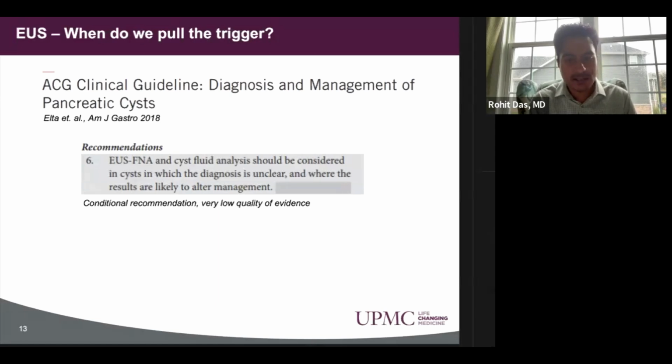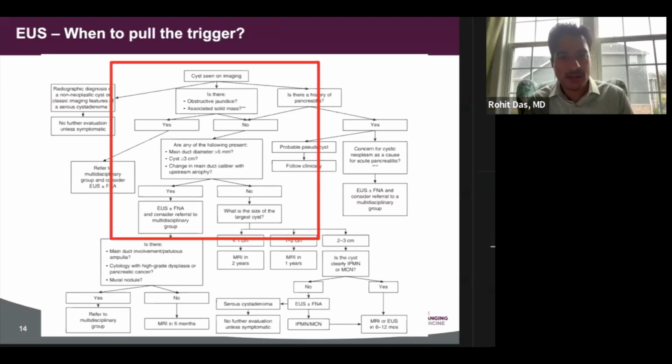So obviously, this is a very vague recommendation, and they admit that it's conditional with a very low quality of evidence. They do provide this algorithm to help clinicians decide when to pursue EUS. And I've just highlighted in this complicated algorithm what's most important here.